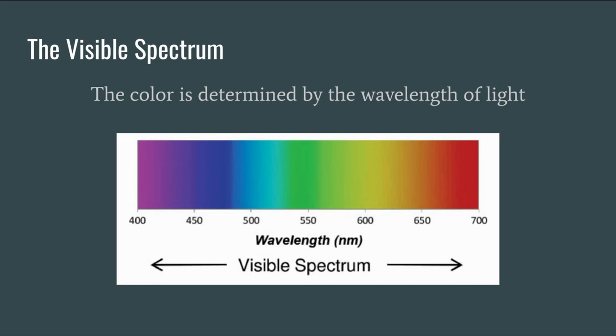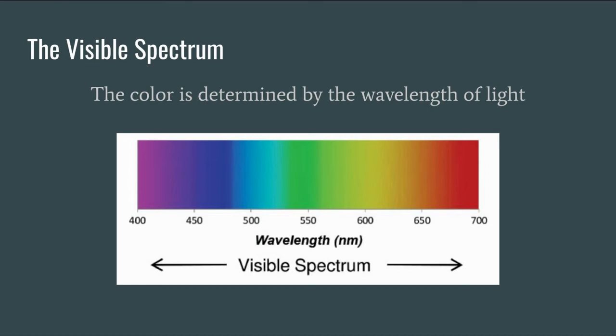Okay. Also, the specific color is determined by the wavelength. We've talked about wavelengths quite a bit. The amplitudes can be similar. They're transverse waves, just as a reminder. But the wavelength of the light is what determines the color you're seeing.